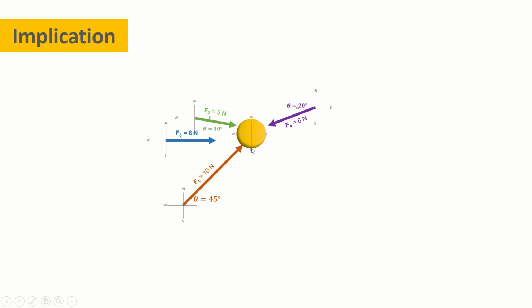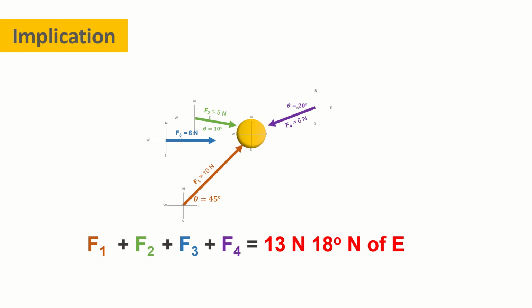For example, they are pushing forces. Because force can be a push or it can be a pull. Let us say that they are all pushing this particle. So, what will be the final motion of this particle, given that these forces are applied to it? When we add force 1, force 2, force 3, and then force 4, the resultant force is 13 newtons, 18 degrees north of east.